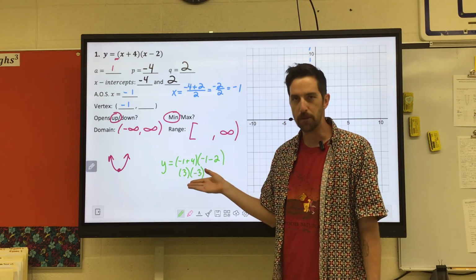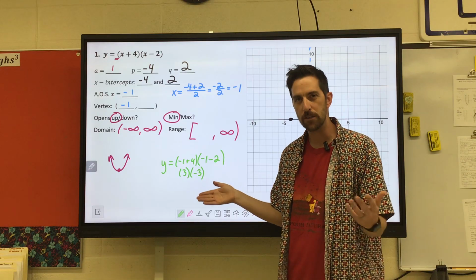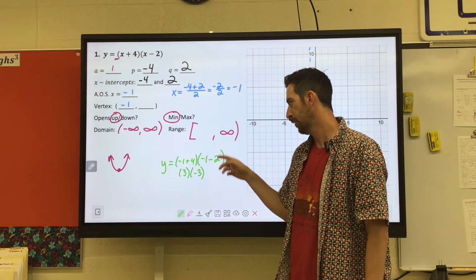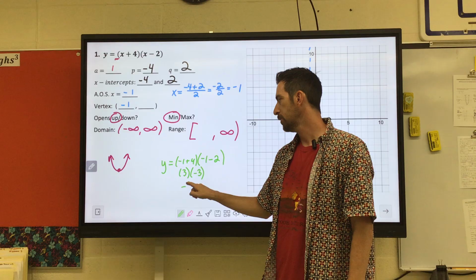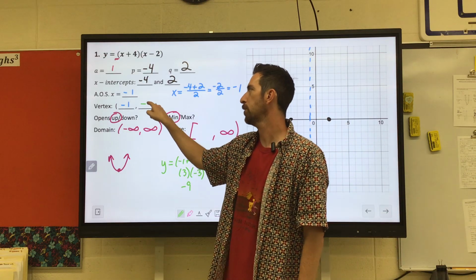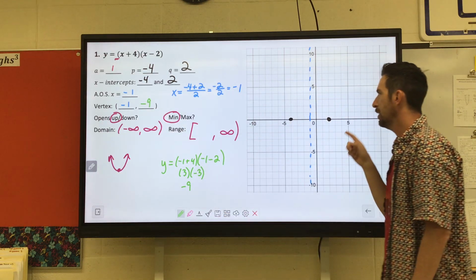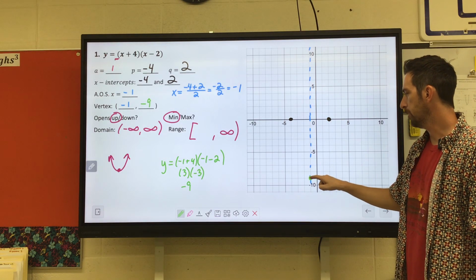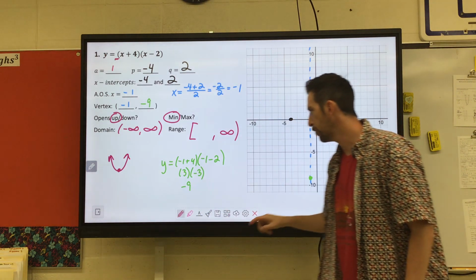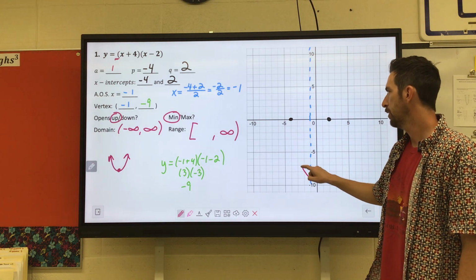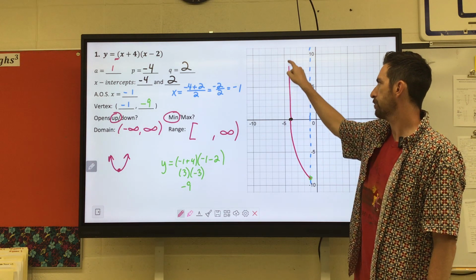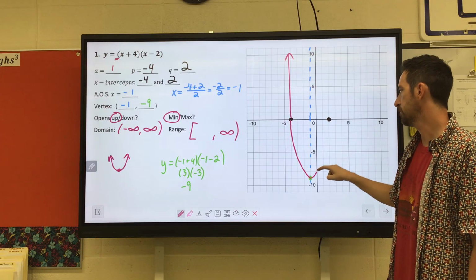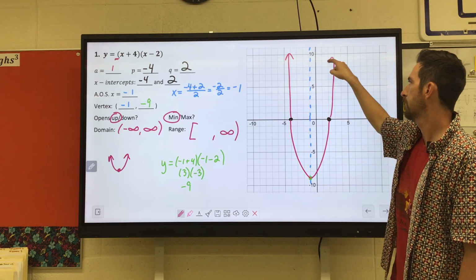Those are always going to just be opposites of each other. They're always going to be the same number, but one's positive, one's negative. 3 times negative 3 gets you negative 9. So that would be the corresponding y-coordinate for our vertex. Negative 1, negative 9 is down here, and then we can go ahead and draw our parabola from there. From the vertex through those coordinates, and this is a U-shaped graph.